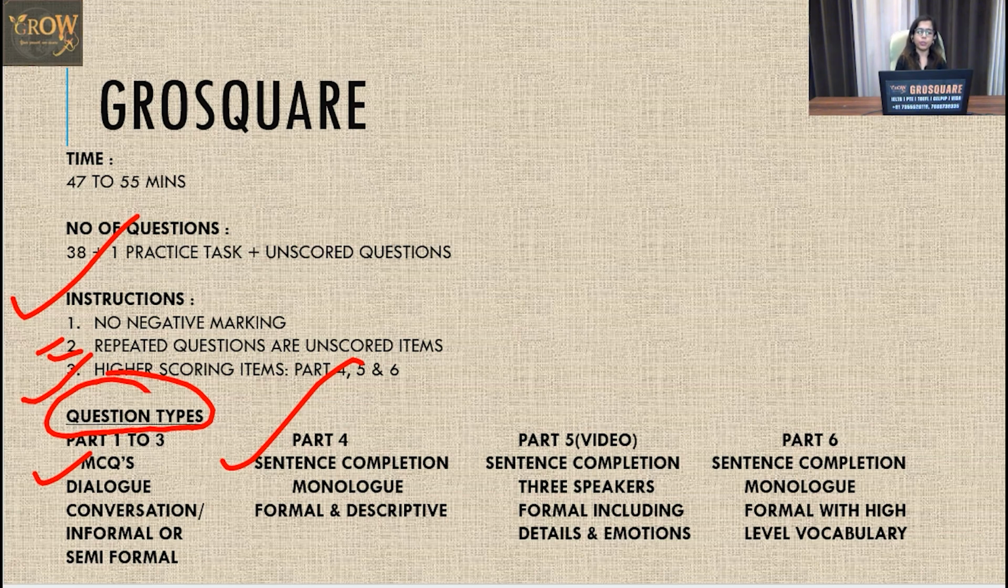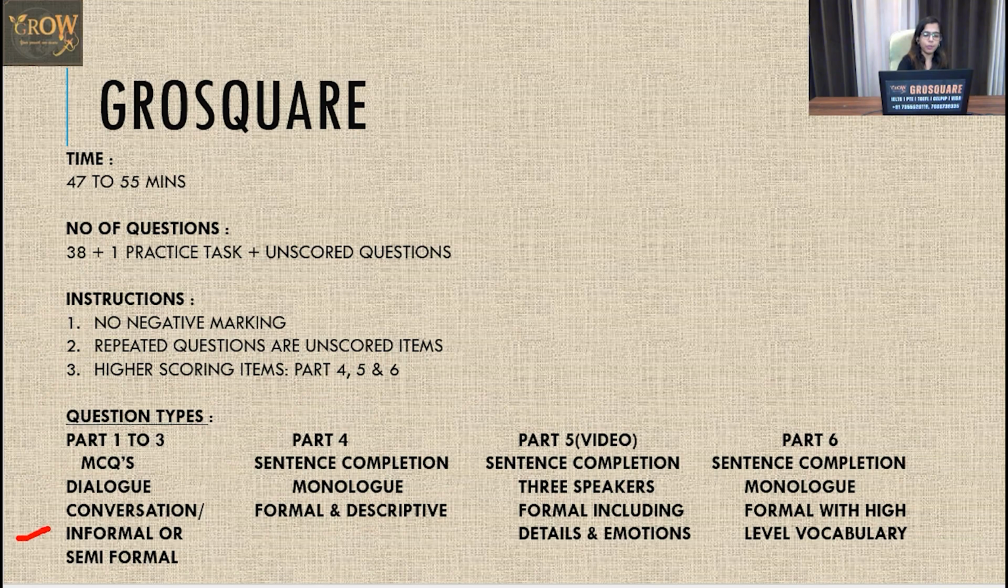In part 4, you need to do sentence completion. You would be given a half sentence, and you need to fill it up and complete the sentence. It would be a monologue. What do we mean by monologue? Mono means one, that means one person would be speaking, and it would be formal and descriptive. The first one was informal and semi-formal, while the second one is formal and descriptive.